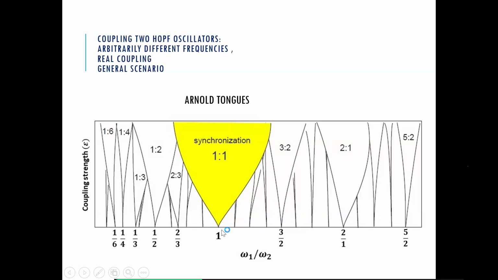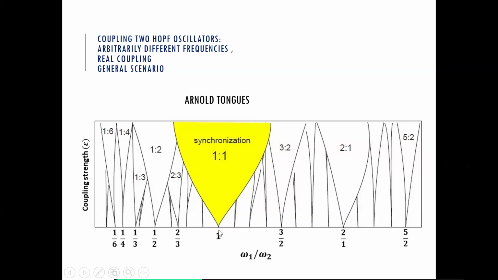But if it is close to 1, we have seen that if I use a sufficiently strong coupling, epsilon, then I can force them to come to a common frequency. And coming to a common frequency is called synchronization. That means oscillating at a ratio of 1:1. So as the deviation from 1 increases, I have to use stronger and stronger epsilon to force them to come to a common frequency. That is captured by this yellow triangle, right?